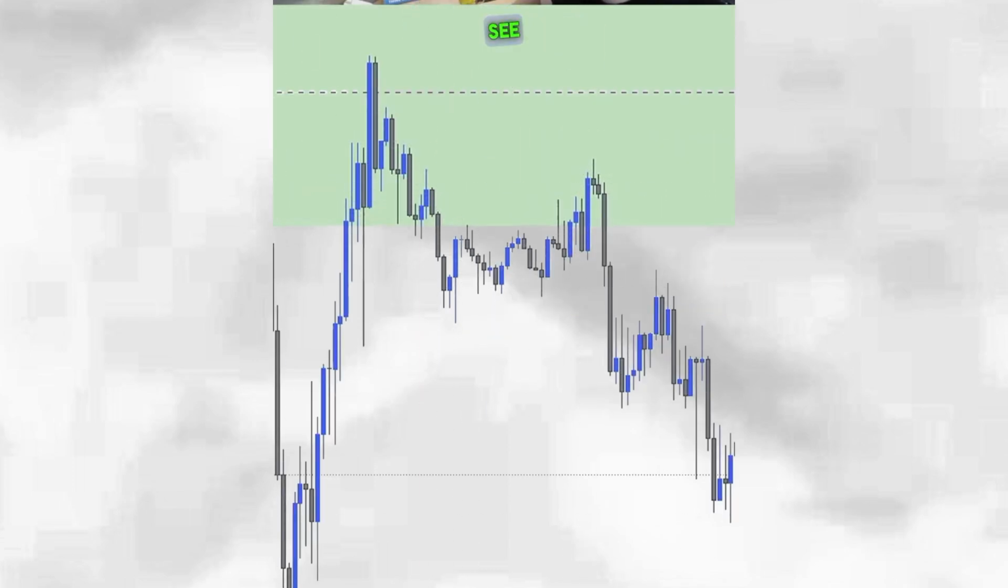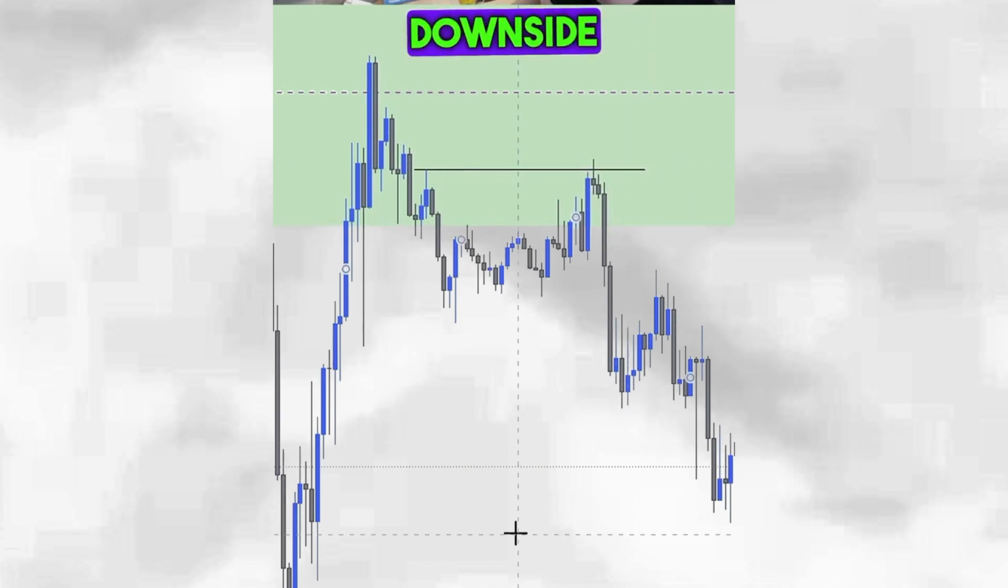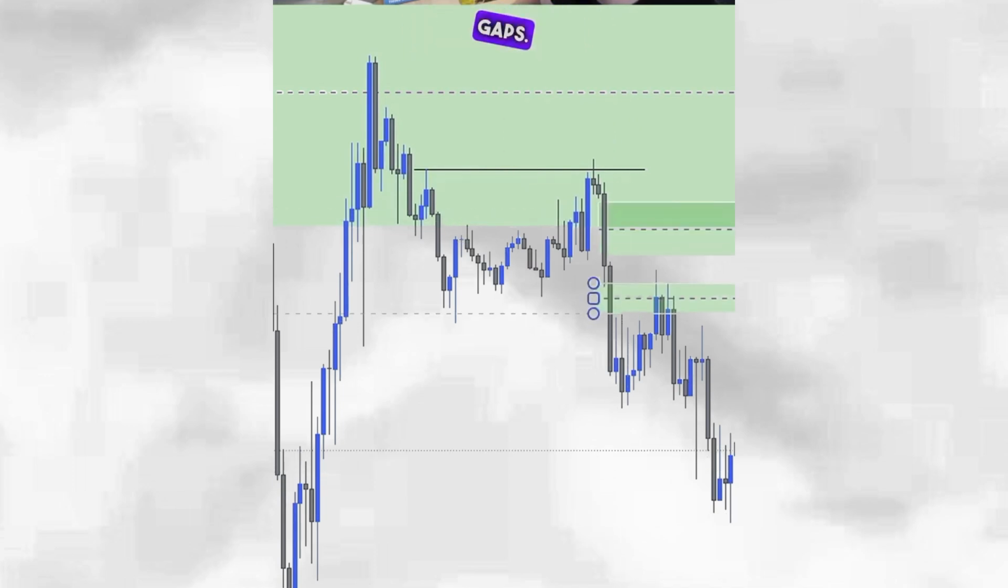And as you can see, price swept above this high right here, just at the London Open. And then price dumps to the downside, creating multiple fair value gaps. Now we can see price has reacted from this area right here to the downside. We can obviously see targets.